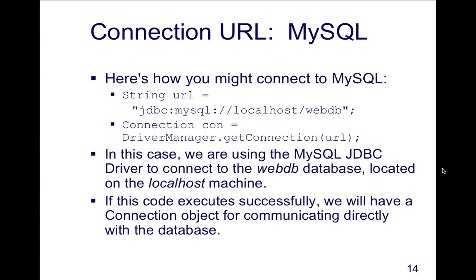Here it is, actually a better example here. This is a localhost. It could be www.bhacker.com/web database, whatever my database was called. And then we would establish the connection in the very same way. In this case, what we're using is the JDBC, not the ODBC bridge, and the database name is web database located at localhost. So it executes the code connection, and you'll have a connection object for communicating directly with the database.